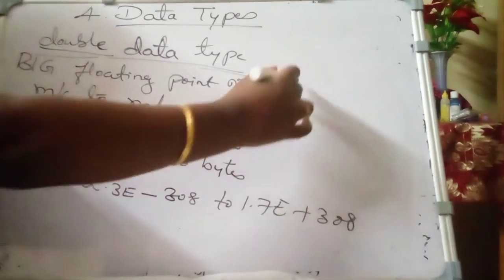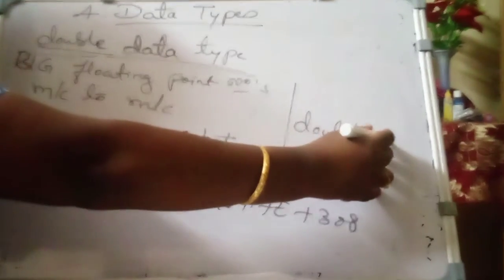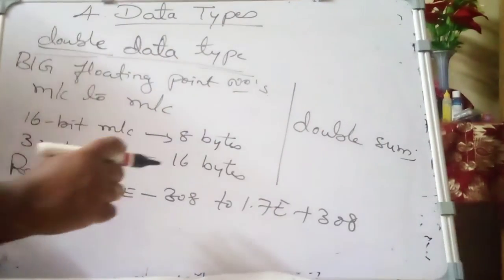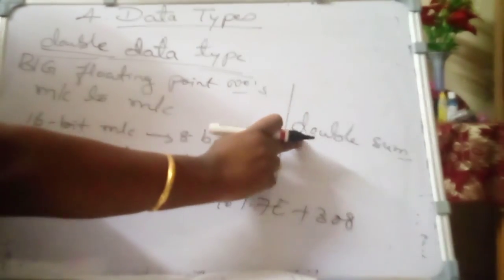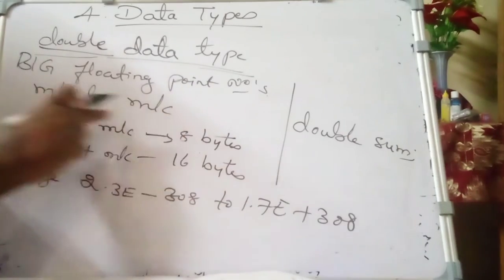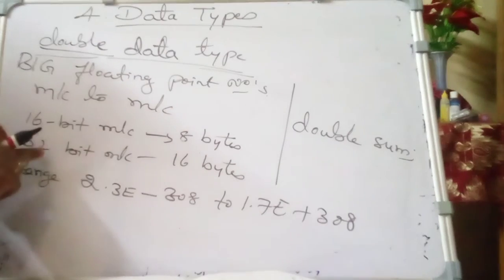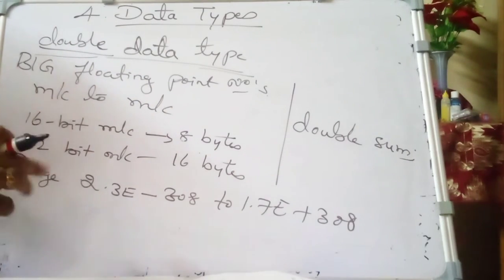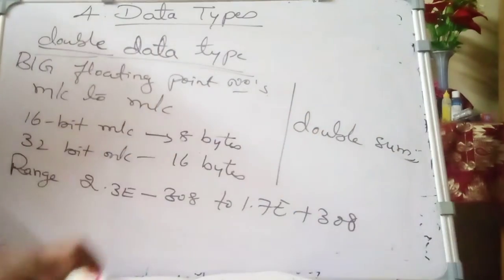For example, if I declare a variable like this, double sum, the variable sum has to be allocated 8 bytes if it is a 16-bit machine, or 16 bytes of memory if it is a 32-bit machine. So that is the meaning of that. This is how we declare the variable double.